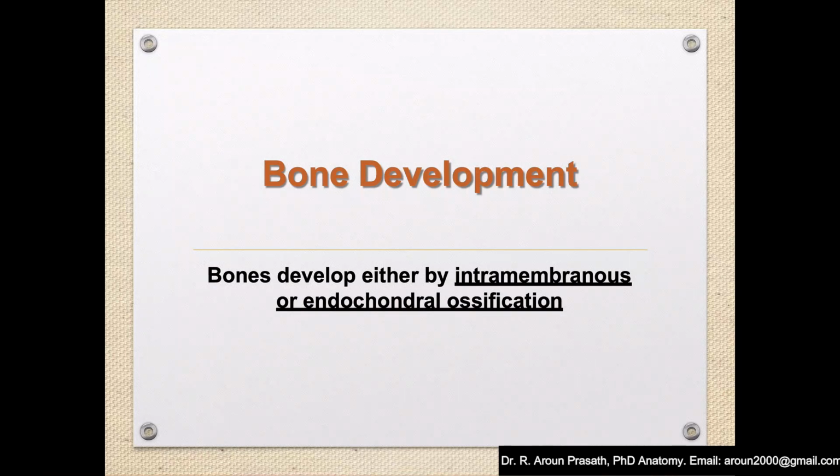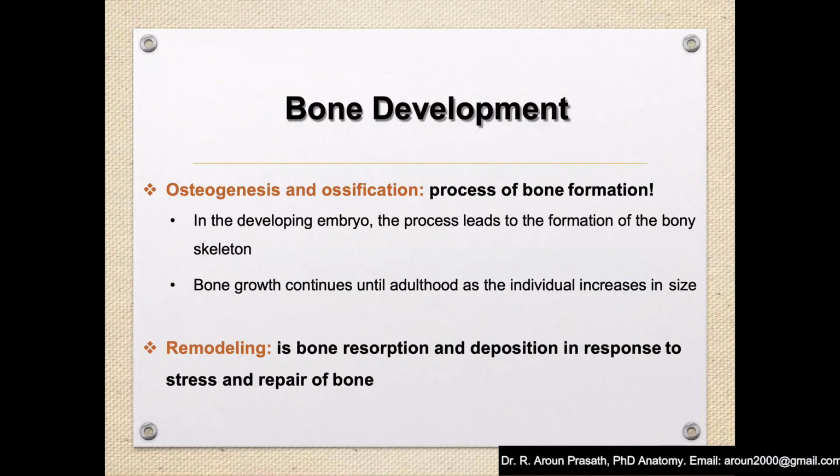From the cartilage, the cartilage cells are replaced by bone cells. Also the skull bones are formed in the form of membranes. That is what we call membranous ossification, bones formed from membranes. And endochondral ossification means bones formed from cartilage. As I told you, osteogenesis or ossification is the process of bone formation. Then remodeling is bone substance deposition in response to stress and repair of the bone. That is the remodeling process of the bone.